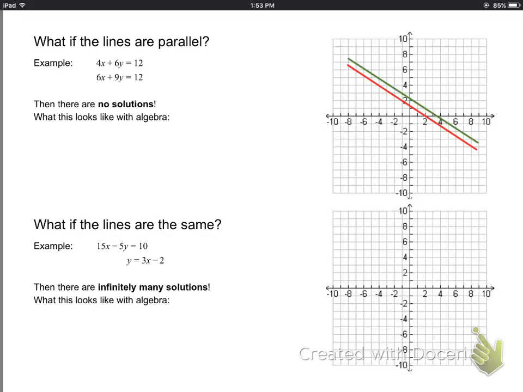Alright, so you might be asking, okay, well, what if the lines are parallel? What if there is no intersection? Well, that's a good question. In that case, there are actually no solutions, and seeing parallel lines is a great indicator of that.